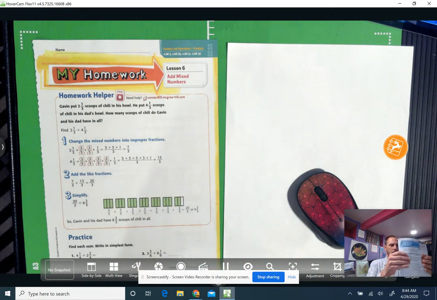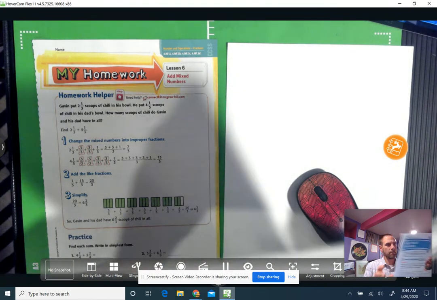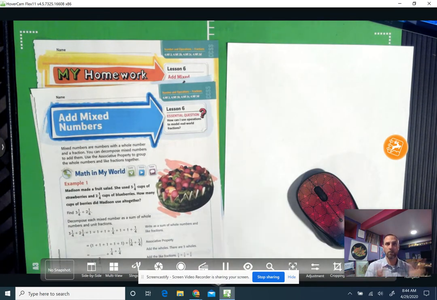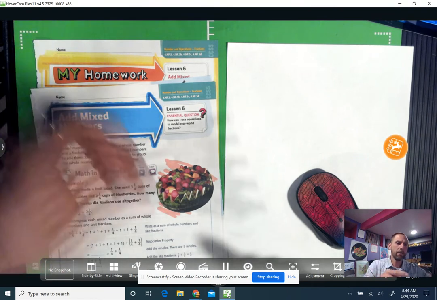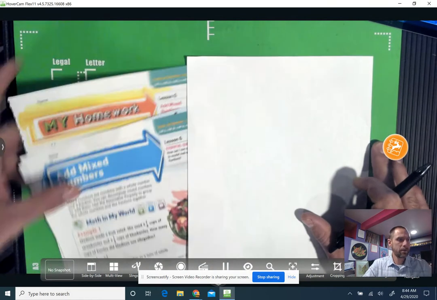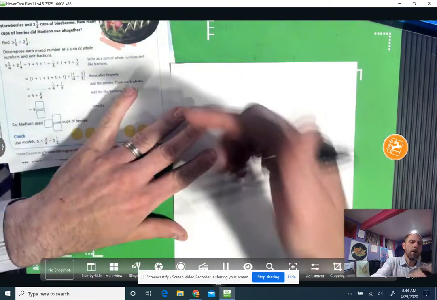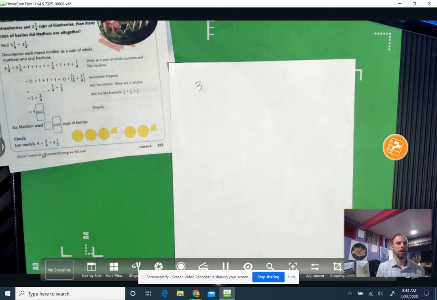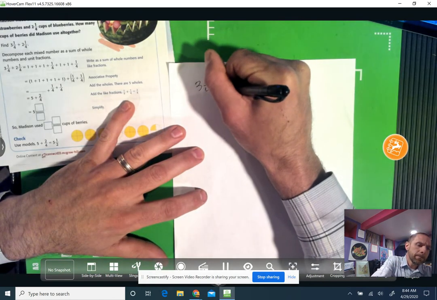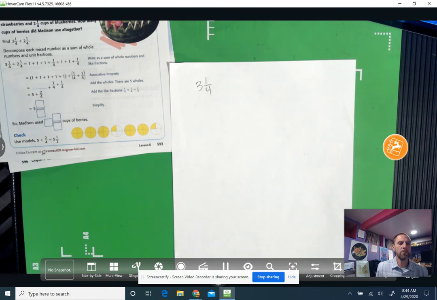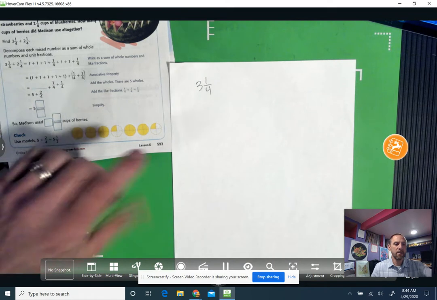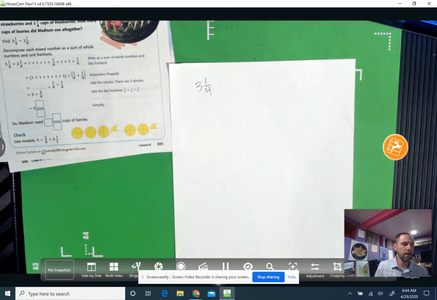Okay, so when we're adding mixed numbers, we are adding whole numbers, 1 plus 3, 4 plus 2, but we're also adding fractions. The idea of a mixed number is that it is a number that has a whole number and it also has a fraction. We are going to be assuming that all of the fractions being added have the same amount of pieces, or the same denominator.